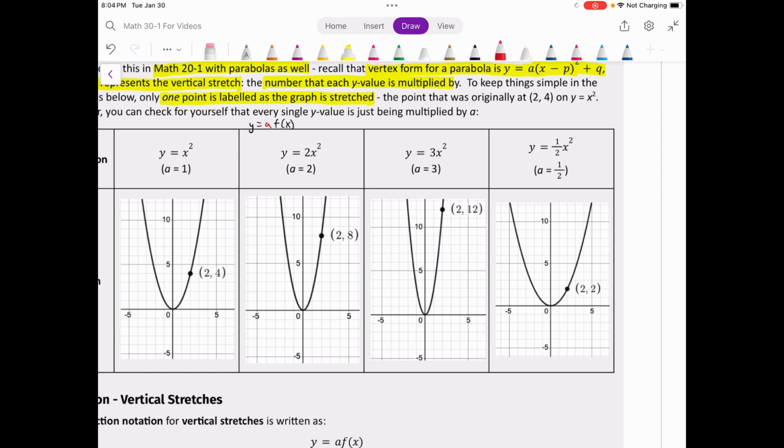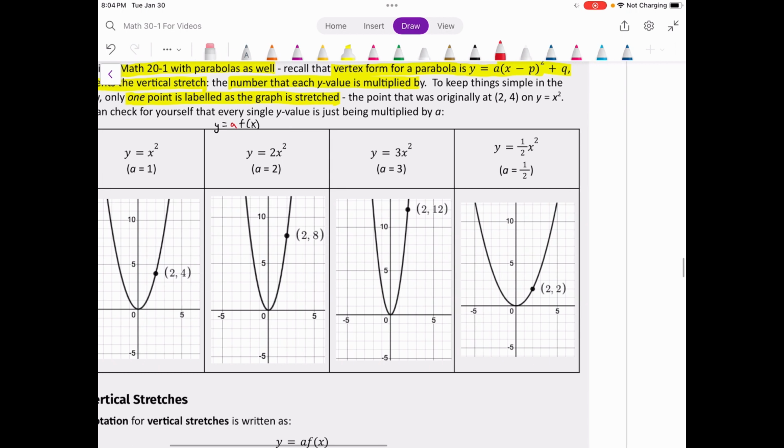What if we made a something smaller than 1? Or I should say, between 0 and 1, right? I make it 1/2, okay? What's that going to do? Every y value gets multiplied by a. So wherever y used to be on the original graph, y equals x squared in this case, right? That y coordinate for every single point has now been multiplied by 1/2.